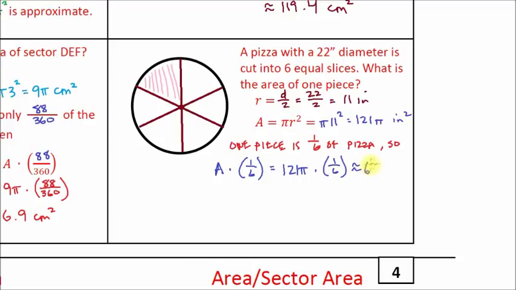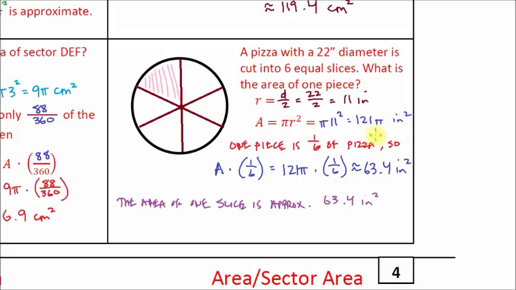So approximately 63.4 inches squared. So the way we answer this question is, we would say the area of one slice is approximately 63.4 square inches, or inches squared.